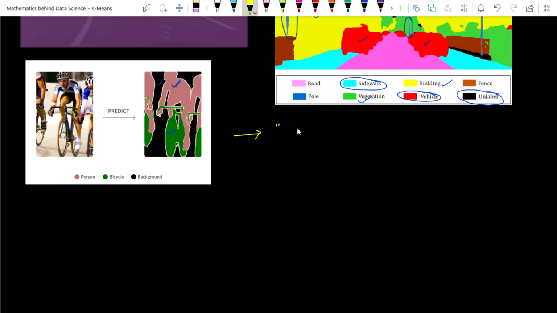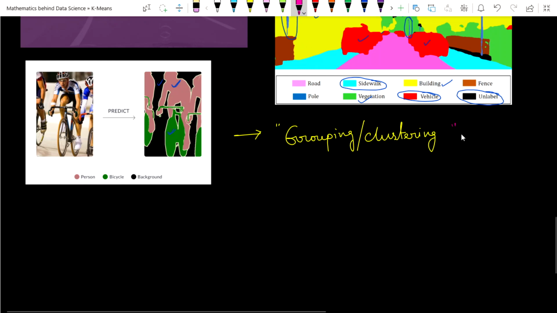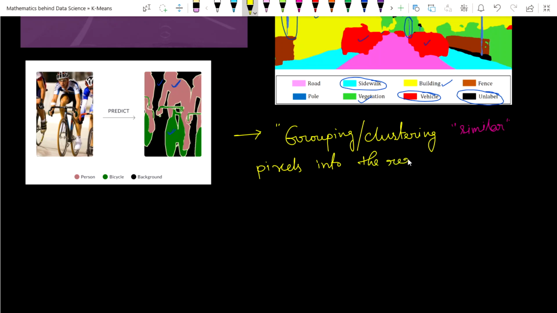So the first application is grouping or clustering similar pixels in the picture into a region. Okay, that's the first application.